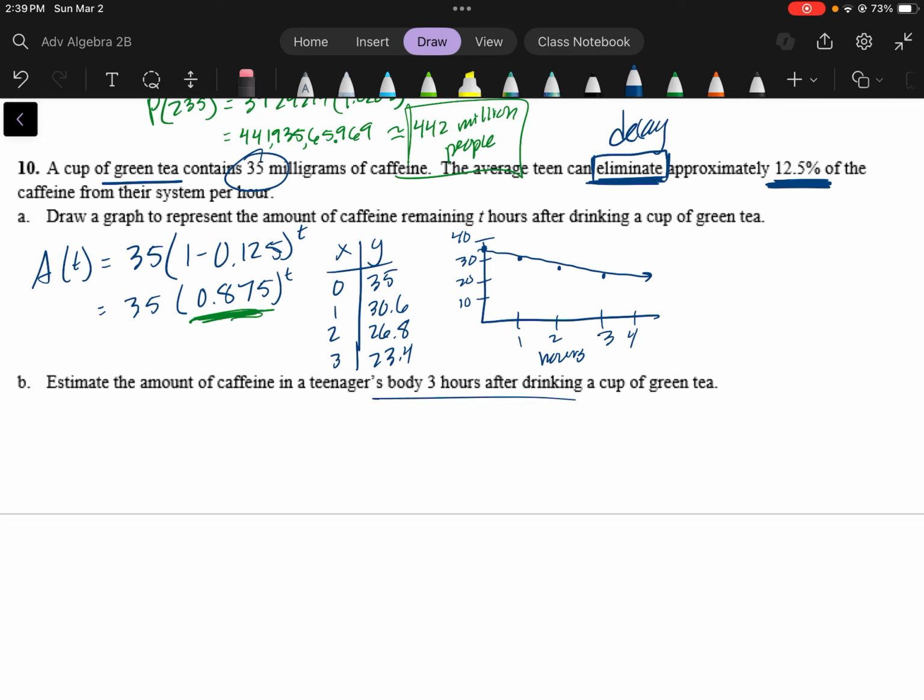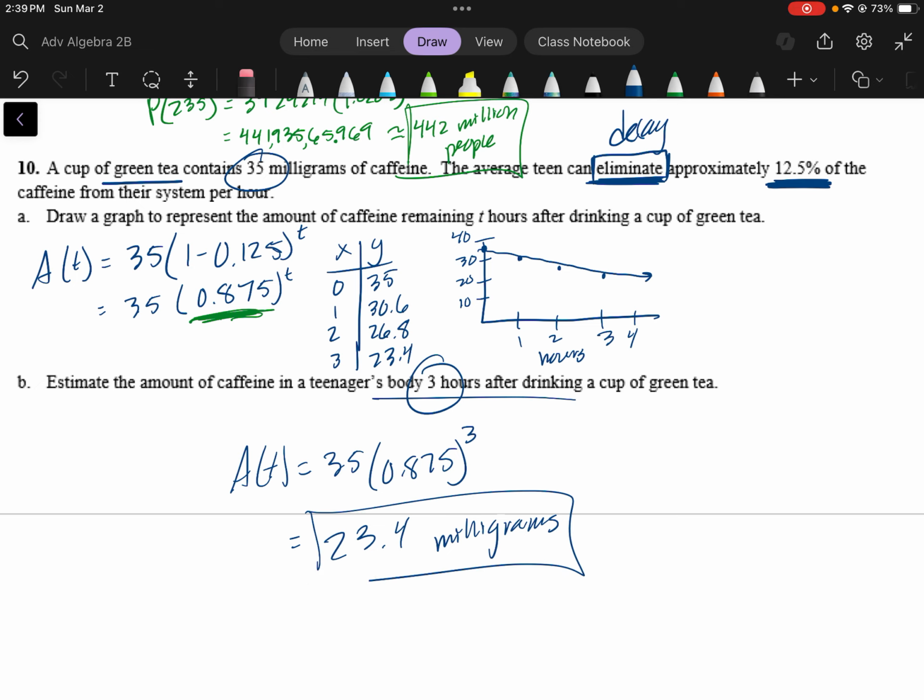Okay, so it says estimate the amount of caffeine in the teenager's body after 3 hours of drinking a cup of green tea. And so we would do A of t equals 35 times 0.875, and then we're doing 3 hours, so we're going to raise it to the third power, and that gets us a grand total of 23.4, and that would be milligrams. 23.4 milligrams of caffeine would have been eliminated.